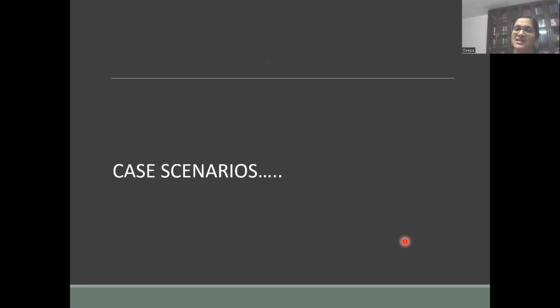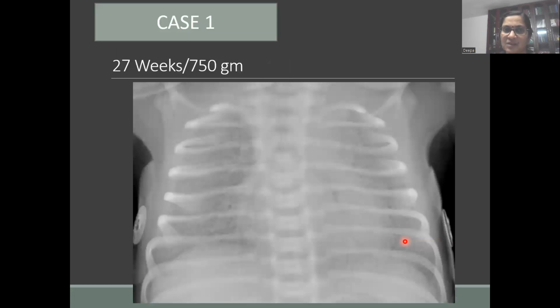Moving on to a few case scenarios. So case 1, this is a 27-weeker, 750-gram baby who was born via emergency C-section because of severe preeclampsia in the mother, and the mother was not given antenatal steroids. This is a straightforward X-ray, which is indicative of severe respiratory distress.